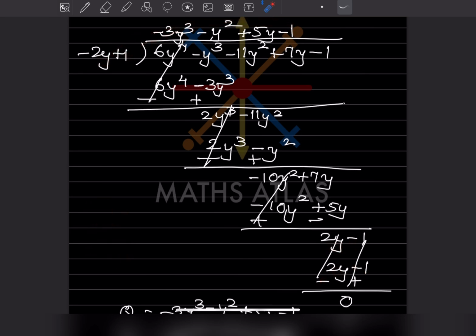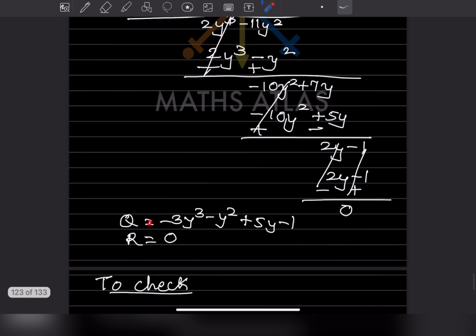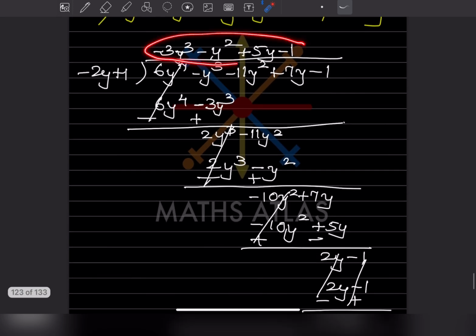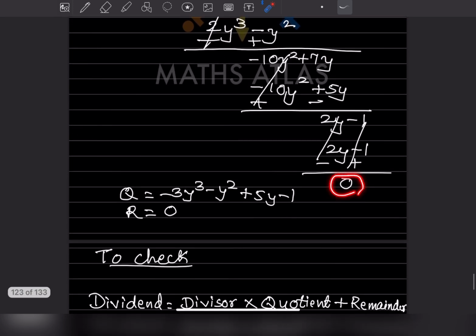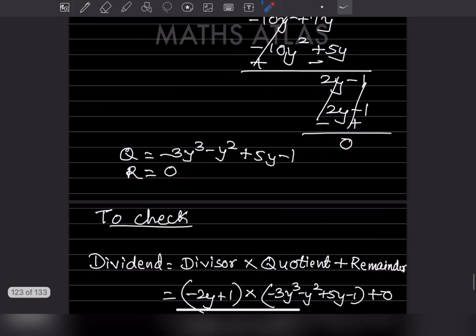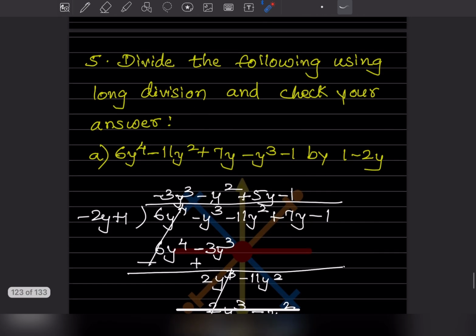So here again, plus becomes minus, minus becomes plus. So both of them get cancelled. The remainder is 0. The quotient means whatever you get here, that is the quotient, and this is the remainder. So R is 0. Now they said that you have to check your answer.